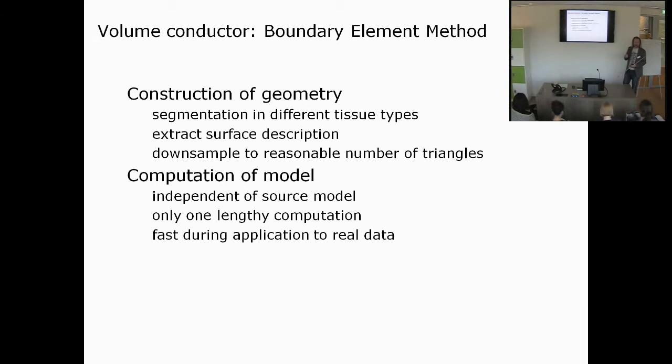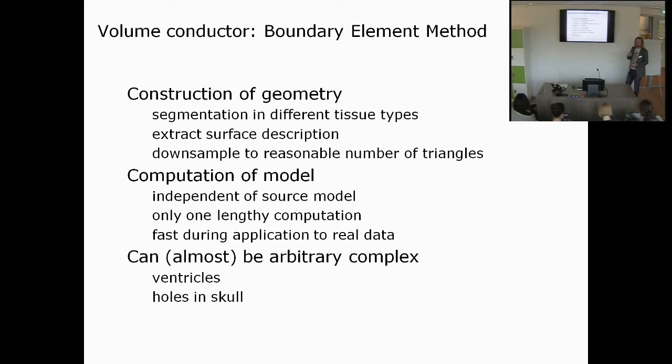Once we have the geometry and once we have assigned the conductivity to each of the three types of tissue, we compute the model, and the computation of the boundary element model can be done independently of the source model. That basically means that you don't have to specify what kind of dipoles you're going to work with. You just have to do this computation once, and then you can store the results on disk. The computation of this boundary element model is lengthy, it can take half an hour or so, but it's only something that you have to do once, and then while you're doing your computations on the real data, it's a very fast method.